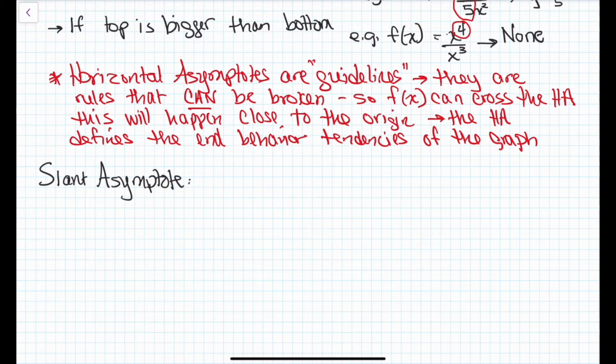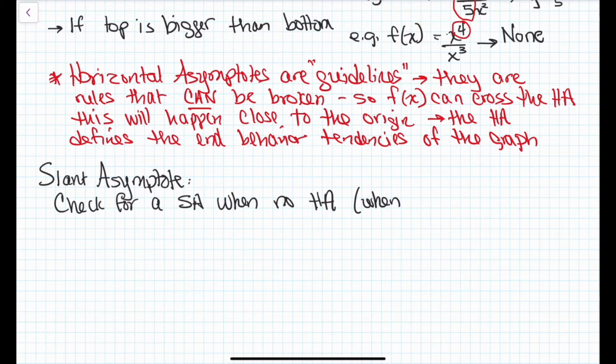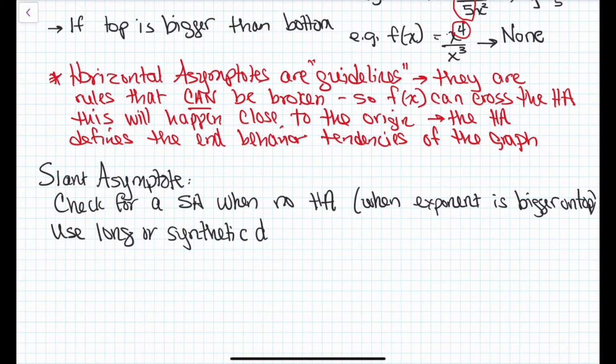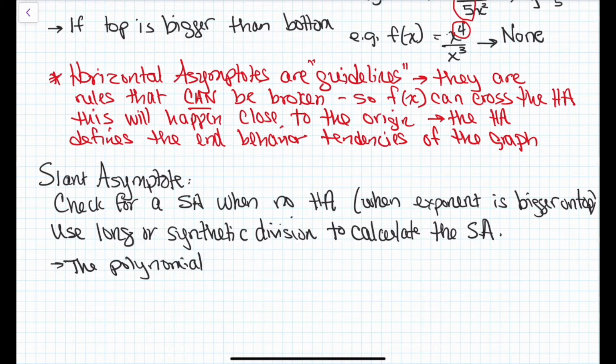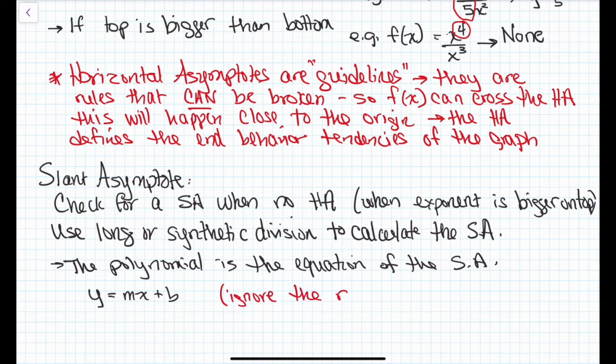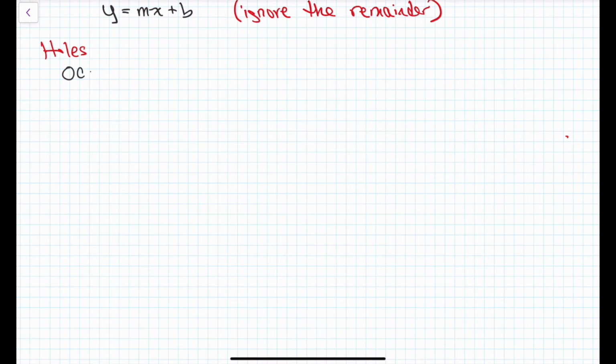So when we don't have a horizontal asymptote, then we need to check for a slant asymptote. A slant asymptote is just the equation of a line. So you take the top polynomial and divide it by the bottom using either long or synthetic division, and we just ignore the remainder. And what we get for the equation of the line is the result of our division, the coefficients of the equation of our slant asymptote. We'll do some of those as examples in just a minute.